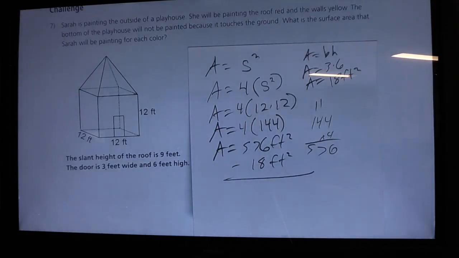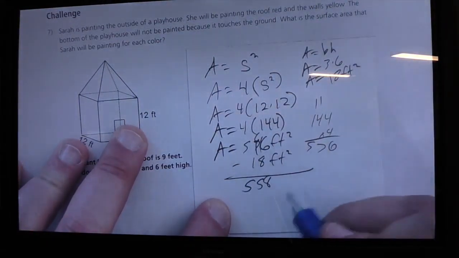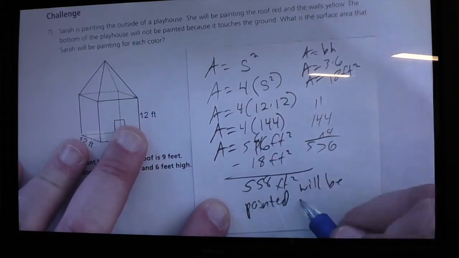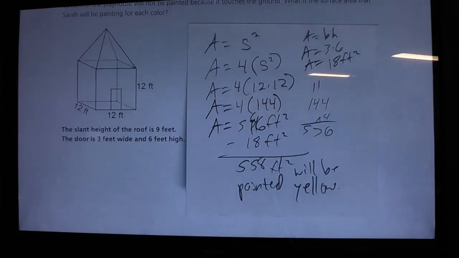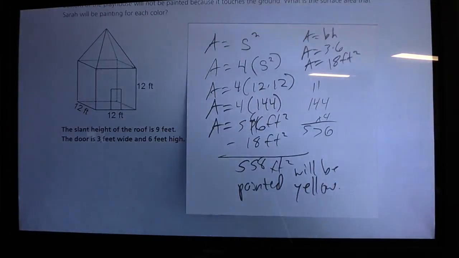Now, those of you sitting at your tables, how many of you got to this point? Okay, I'm seeing a lot of hands up. This is not the first time we worked on this type of problem, so good, good. Now let me go ahead and work it on out. Alright, so I hastily wrote, and it looks pretty messy, that 558 feet square will be painted yellow. How many of you agree with my answer? Alright, wonderful.